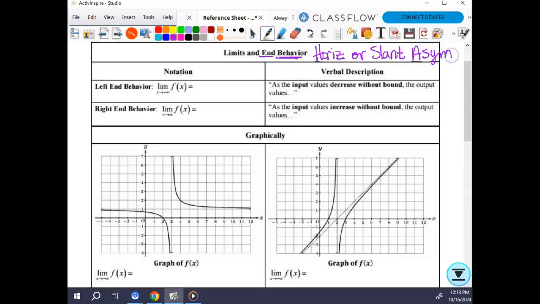And remember, all of you that came from Archer, it's asymptote, not asymptote. God bless her. Asymptote.